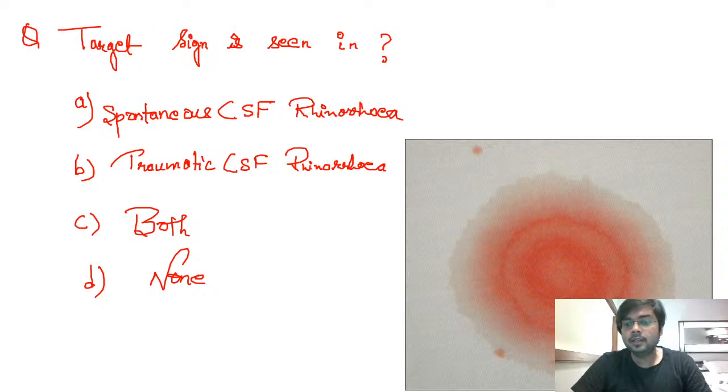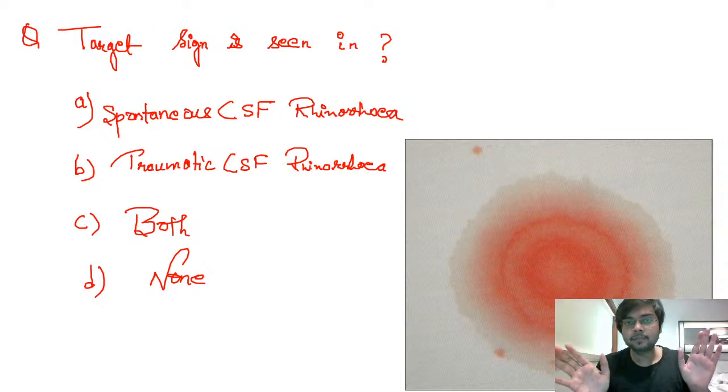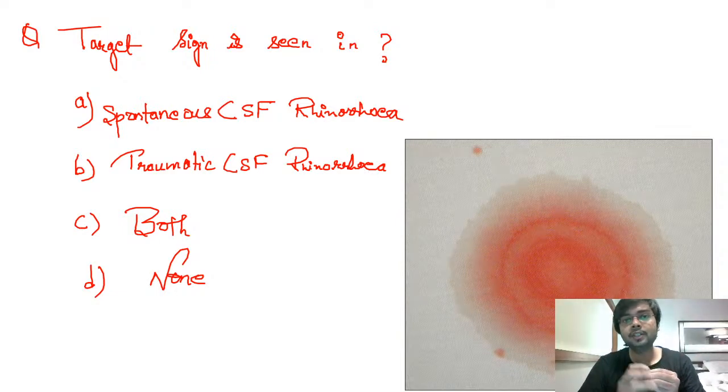Why? Because this target sign is formed due to two circles. One is the inner, that is caused due to blood. Another is the outer, that is caused due to diffusion by the CSF. So the blood will only be present if there is an injury to a blood vessel. If there is any fracture, then only blood will come. Because spontaneous occurs usually in obese males with raised intracranial tension.